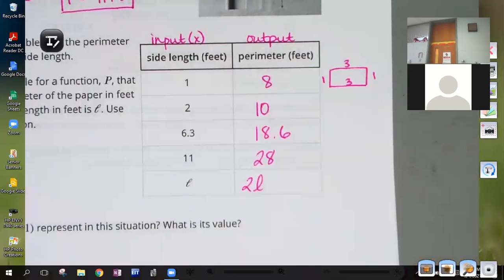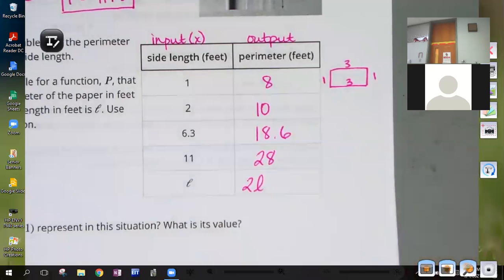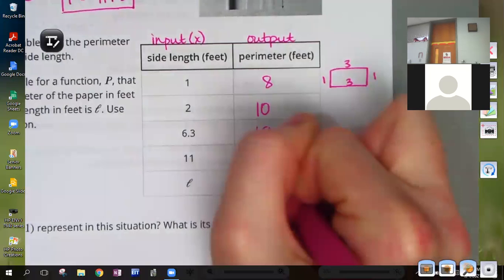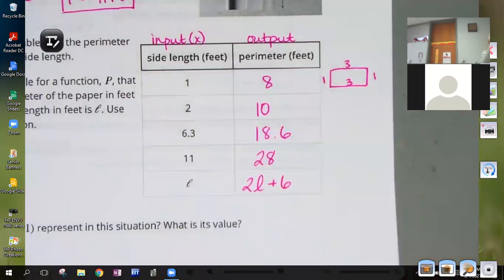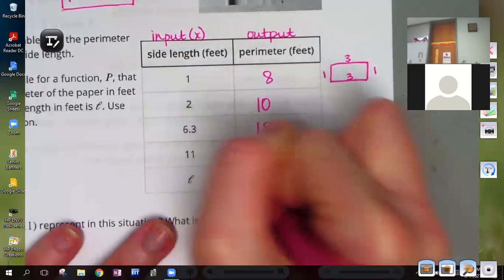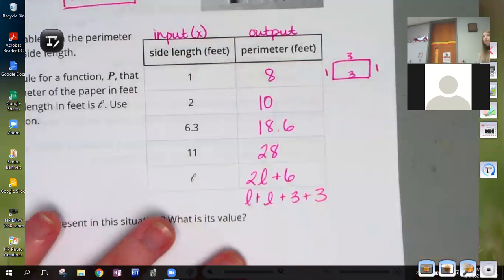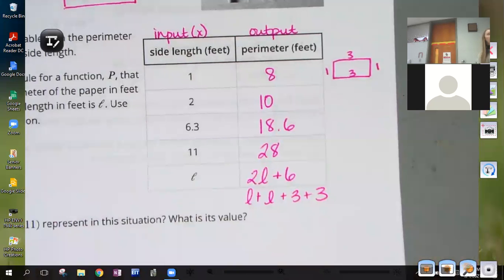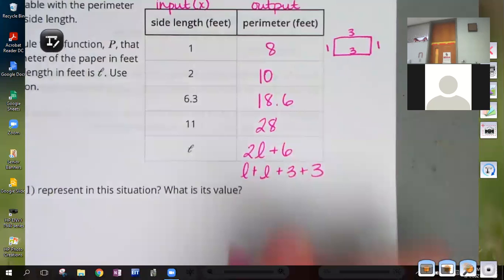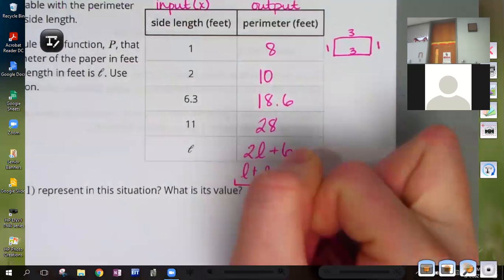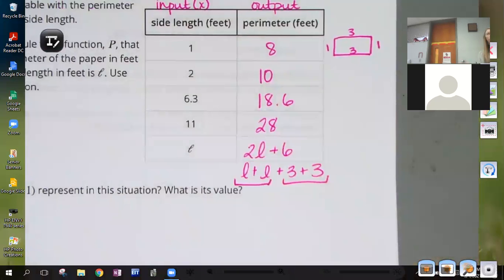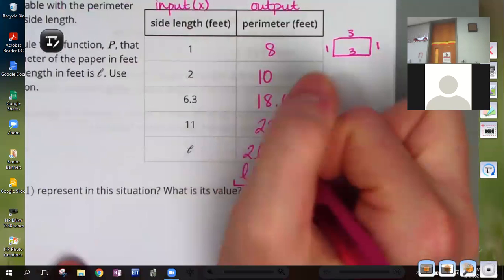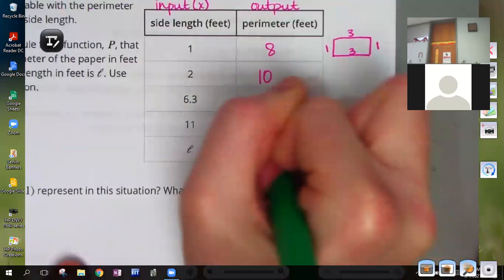Okay, now we didn't just double it. What else did we do? We added 3 plus 3, but we can simplify that to 6. Now you could have easily done it like this: L plus 3 plus 3. That's the same exact thing. We just simplified it. We just said L plus L, that's 2L. 3 plus 3, that's 6. There's multiple ways, but for the first one, for the sake of us all being on the same page, I'm going to use this rule.